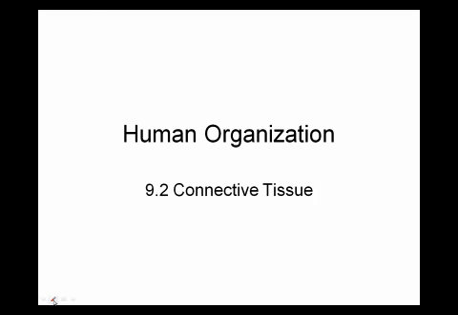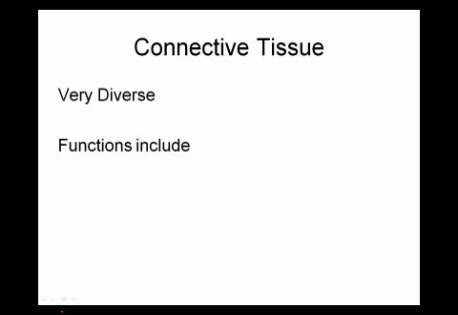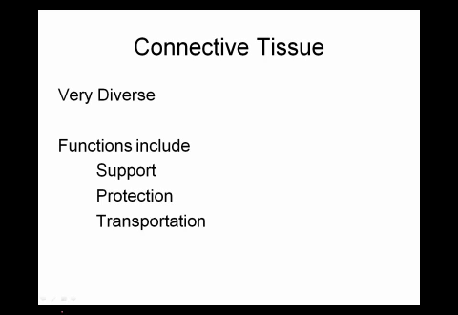9.2. Connective tissue. Connective tissue is one of the other primary tissue types. This is a very diverse group of tissues. Their functions include support of other tissues, protection of other soft tissue, transportation, and also storage.